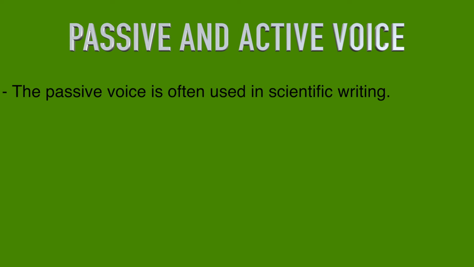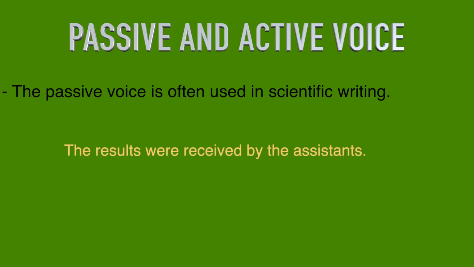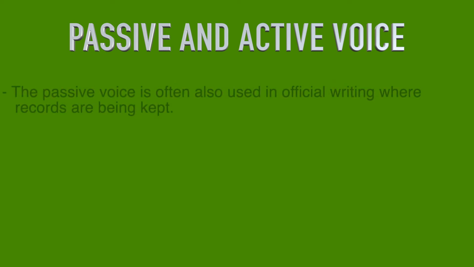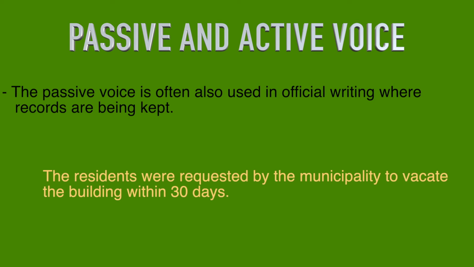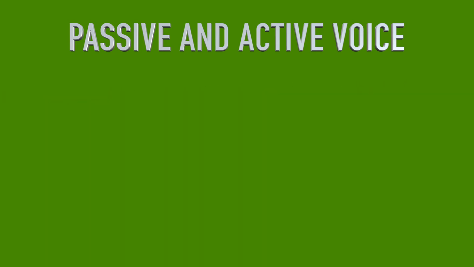The passive voice is often used in scientific writing, where the focus is on the procedure and the results rather than on the person doing the experiment. For example, the results were received by the assistants. The passive voice is often also used in official writing where records are being kept. For example, the residents were requested by the municipality to vacate the building within 30 days. Therefore, the passive voice can help a text sound more scientific or more official.